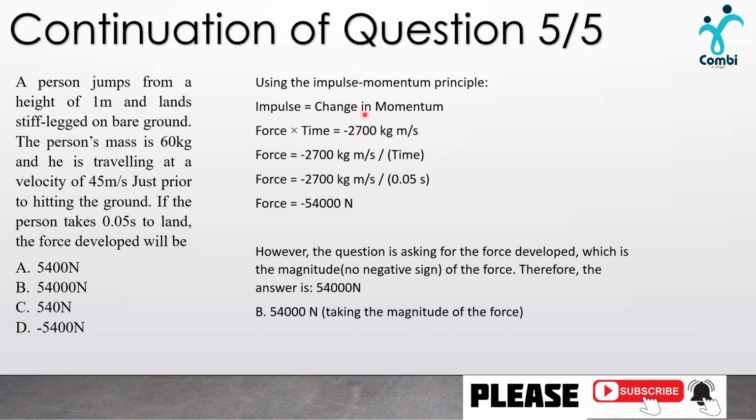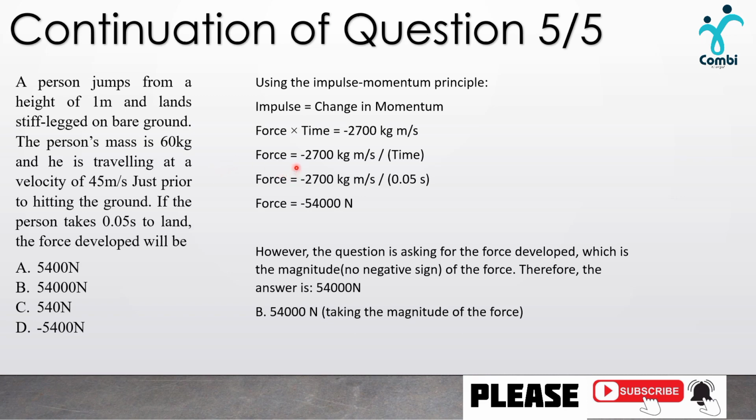Let me explain again. Our change in momentum is negative 2,700 kilogram meters per second. And our impulse from our previous slide, you can go back and view it, we saw that it was force times time. Since we know, using the impulse-momentum principle, that impulse is a change in momentum, we can take this value for change in momentum from the previous slide, negative 2,700 kilogram meters per second, and equate it to the formula for impulse. And what is the formula for impulse? Force times time. That is what has been done here.